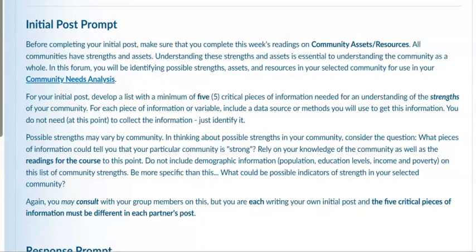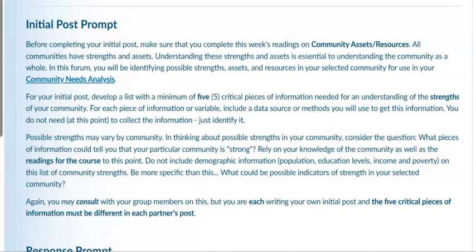So for your initial post, develop a list with a minimum of 5 critical pieces of information needed for an understanding of the strengths of your community. For each piece of information or variable, include a data source or methods you will use to get this information. You do not need at this point to collect the information, but just identify it.